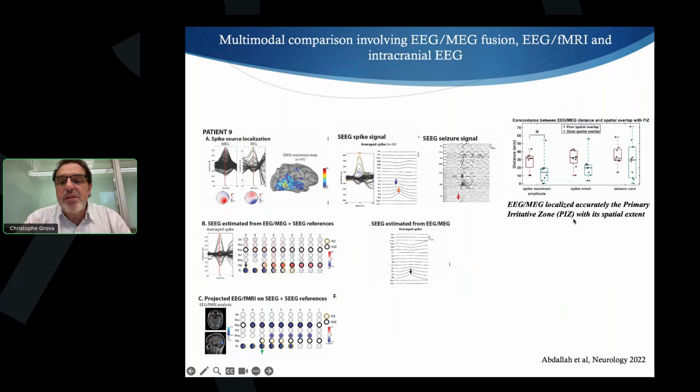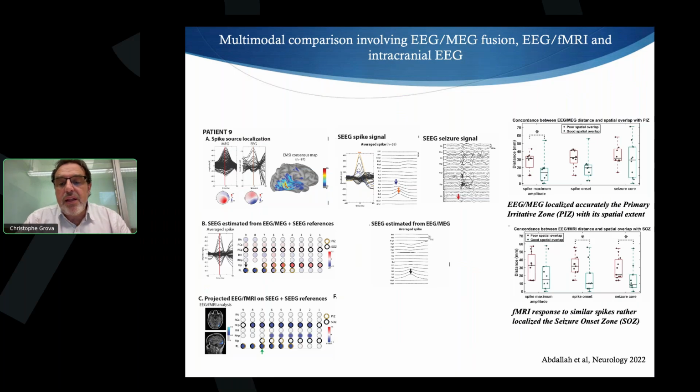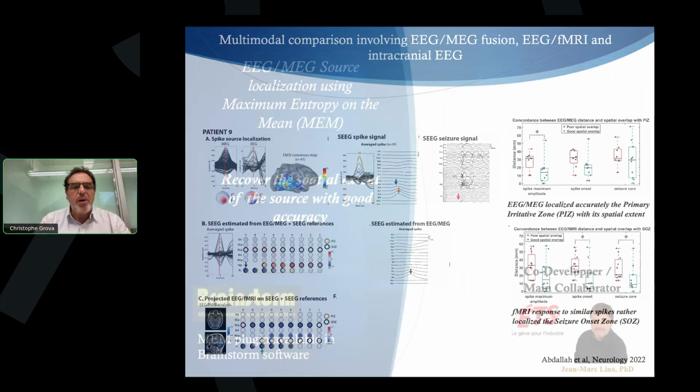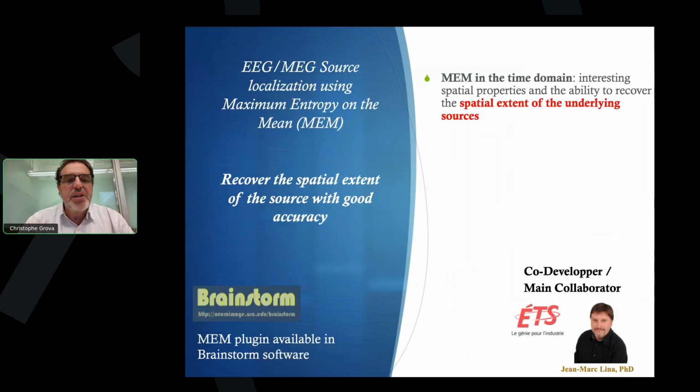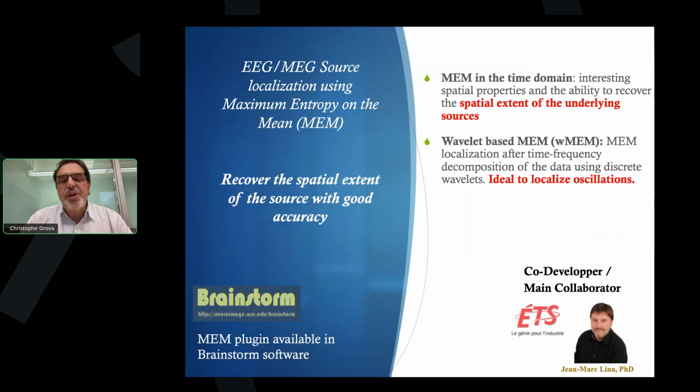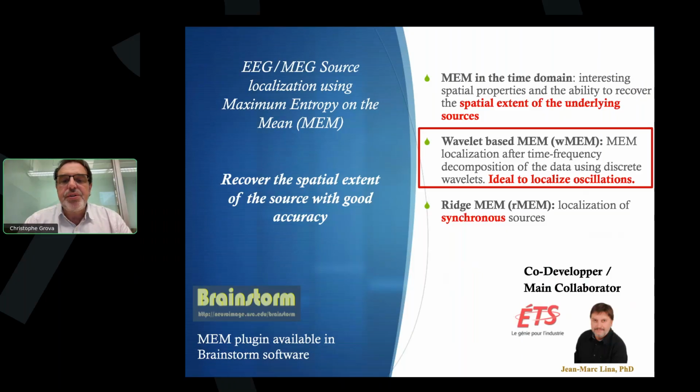And what we found out is EEG and MEG localized actually very well, as expected, the primary irritative zone defined clinically on EEG. And interestingly, even if we were localizing spikes, fMRI was more localizing the seizure onset zone, because fMRI is measuring hemodynamics or more metabolic aspects of that. So I will not say more about that. So this is to recover the spatial accuracy and the spatial extent. It was working well. And then let's go for oscillations.